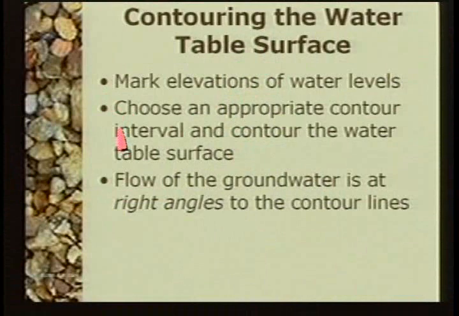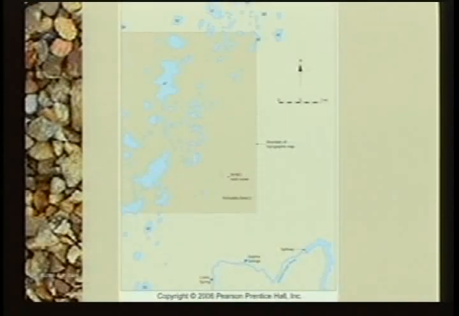Then we need to choose an appropriate contour, maybe 20 feet or perhaps a few meters. Now, once we have the topography lined out as far as the water table surface, we know that the flow of groundwater is going to be at right angles to our contour lines. Let's look at an example.